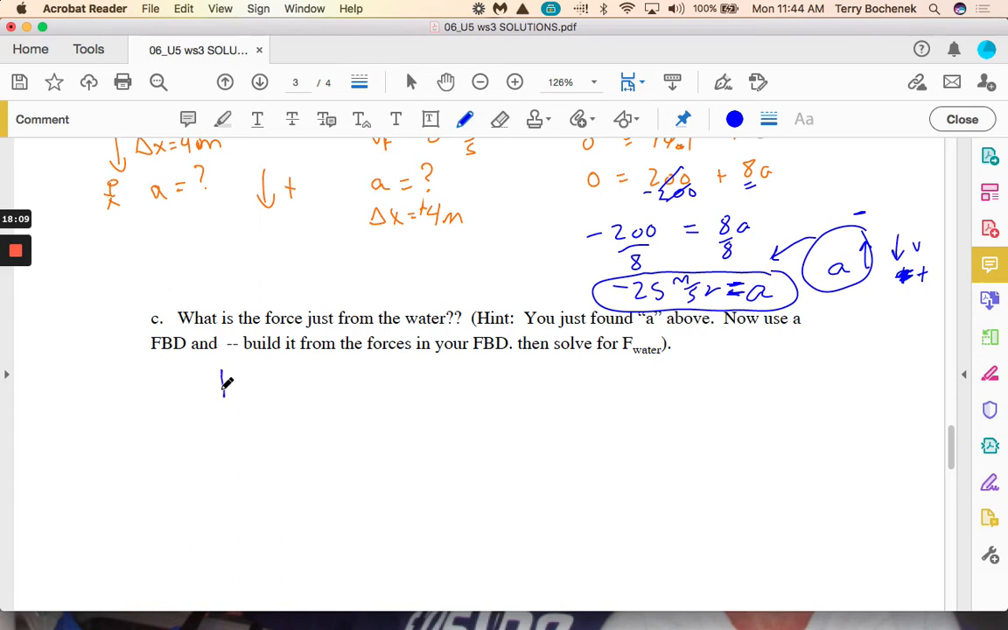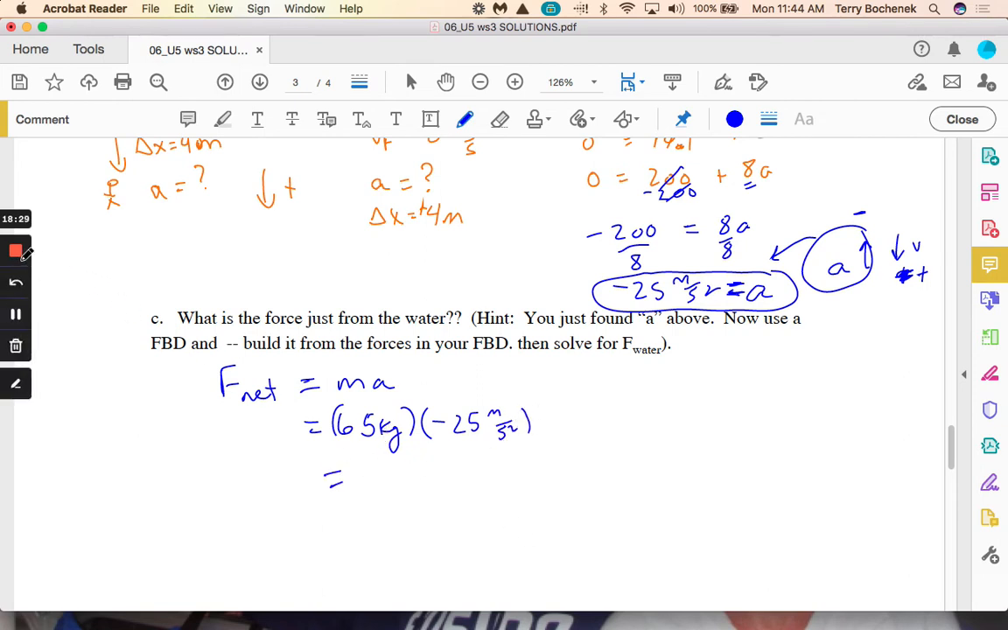Okay, now the easy part. What is the net force from the water during this acceleration? The mass was given to be 65 kilograms in the original problem statement. We just figured out that the acceleration from the water is 25. So all you've got to do is multiply them.